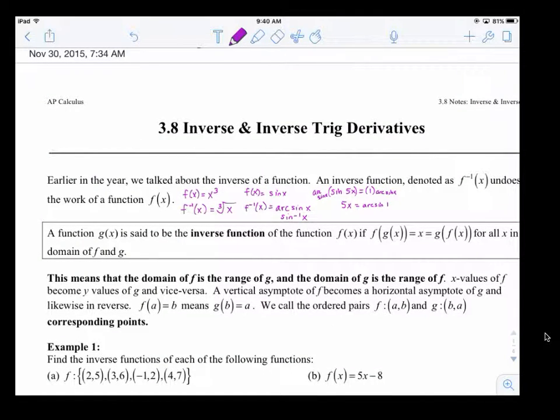It's just a function, like sine, cosine, tangent. Arc sine is another function. You can plug values into it and get answers back.